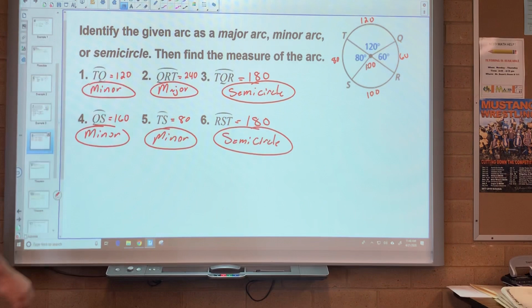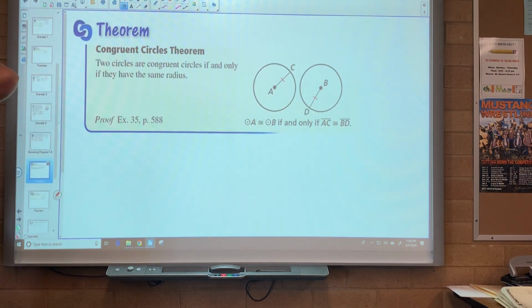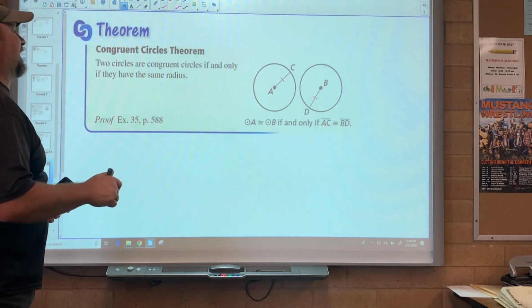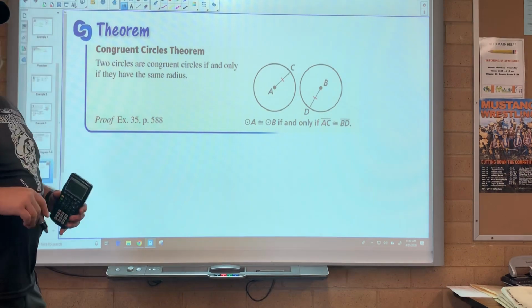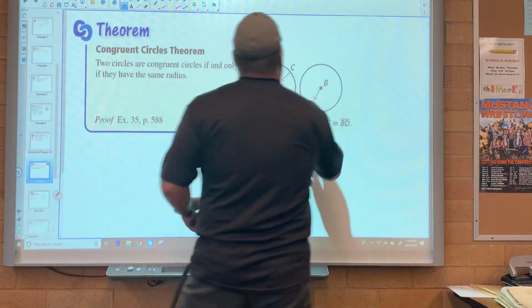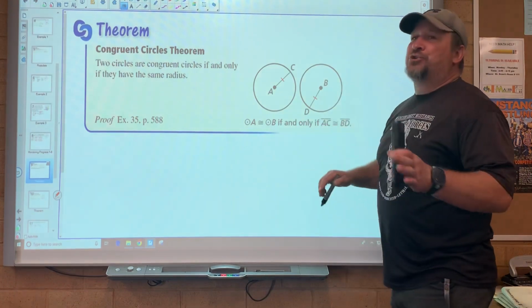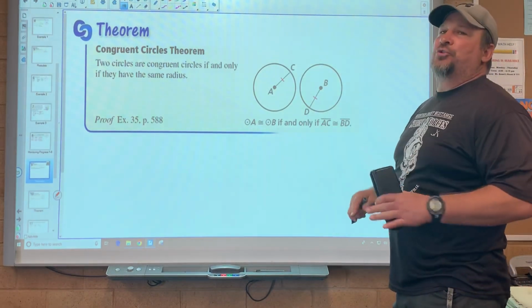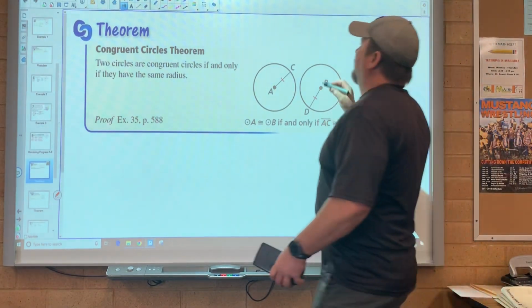And that's how you would answer that one, okay? All right, we're almost there. All right, congruent circles theorem. Two circles are congruent circles if and only if they have the same radius. So basically, as long as the radiuses of any two circles are the same, then the two circles have to be the same, okay?